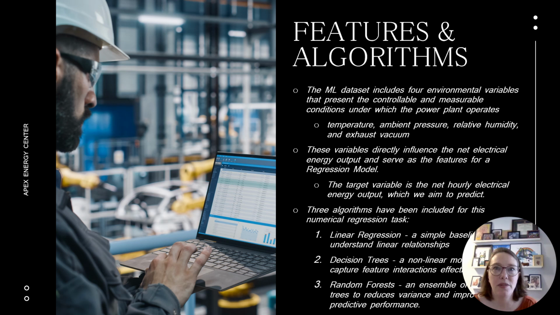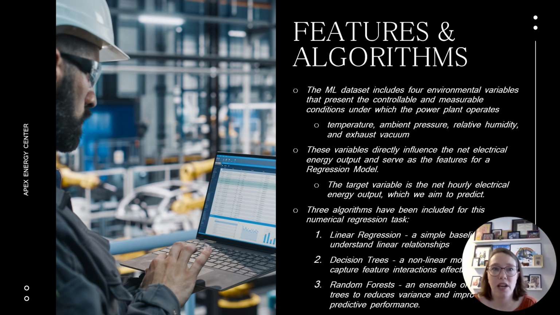The dataset includes 4 environmental variables: temperature, ambient pressure, relative humidity, and exhaust vacuum, which represent the controllable and measurable conditions under which the power plant operates. These variables directly influence the net electrical energy output and therefore serve as the features for the regression model. The target variable is the net hourly electrical energy output, which we aim to predict.